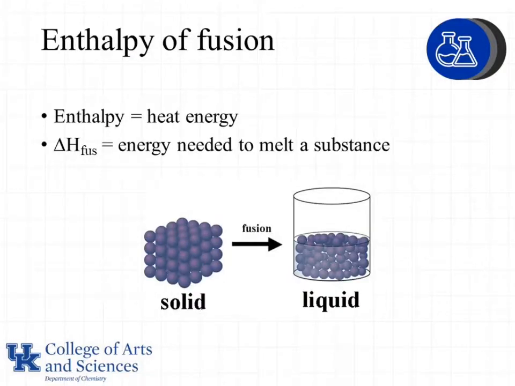First, we are going to look at the enthalpy of fusion. Remember, fusion is the word we use instead of melting. Enthalpy is just a type of heat energy, and we represent this with the symbol delta H and the subscript FUS for fusion. And this is the energy needed to melt a substance. So if we're going from a solid to a liquid, the energy associated with that change is the enthalpy of fusion.